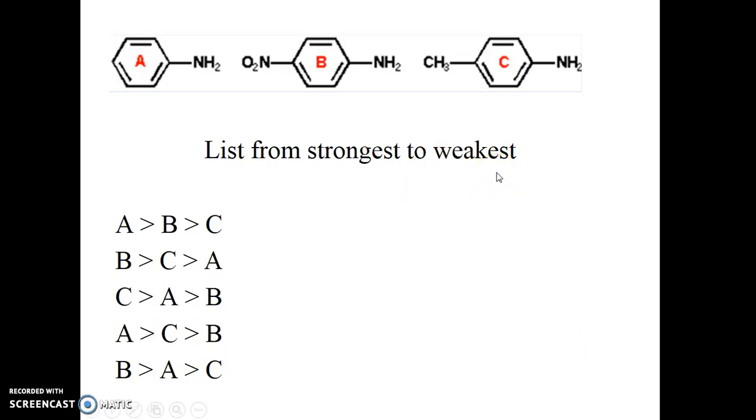List from strongest to weakest base. The strongest base is the one that is going to have the nitrogen non-bonding pair with the most electron density. Because the methyl is electron donating, C would be the strongest, and because the nitro group is electron withdrawing, B would be the weakest, so it goes CAB.